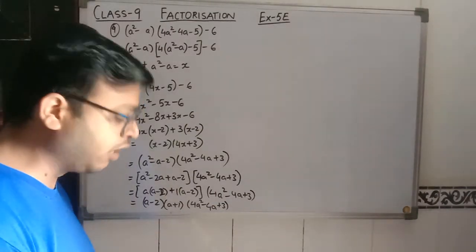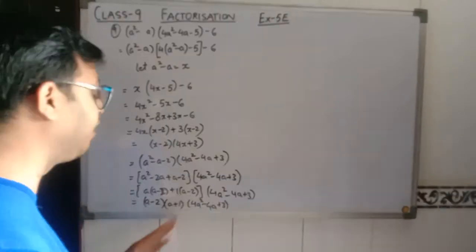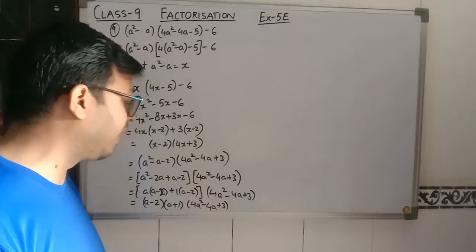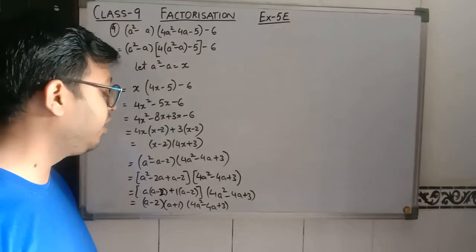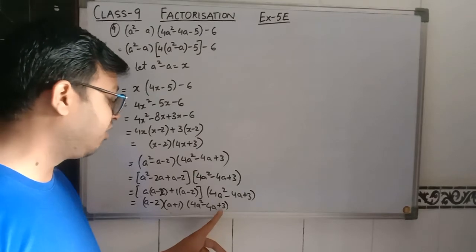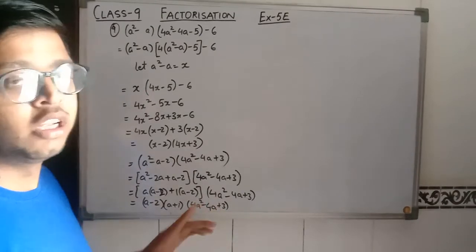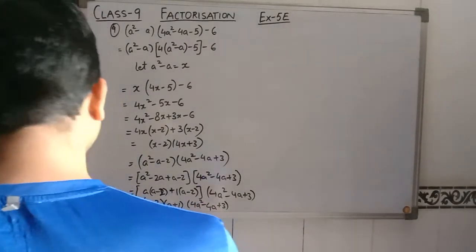Sometimes the third bracket can also be solved, but if it is not solvable, then we have to leave that, because 4 3s are 12. There is no possibility of any two numbers whose multiplication is 12 and whose addition is 4. So no number is possible.